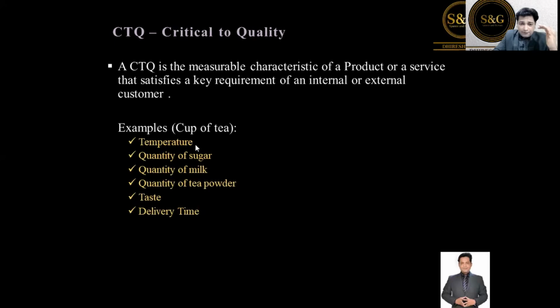So again, if we drill it down, let's say taste, I can drill it further down to the CTQs like quantity of sugar, quantity of milk, quantity of tea powder, as quality as well. I can say quality of sugar, quality of milk, quality of tea powder. These are also critical measurable characteristics of the product which satisfies the key requirement. So I have temperature, I have taste, I have delivery time. These are three main. And in taste, I have quantity of sugar, quantity of milk, and quantity of tea powder. I can simply say the same thing for the quality as well. Quality of sugar, quality of milk, quality of powder.